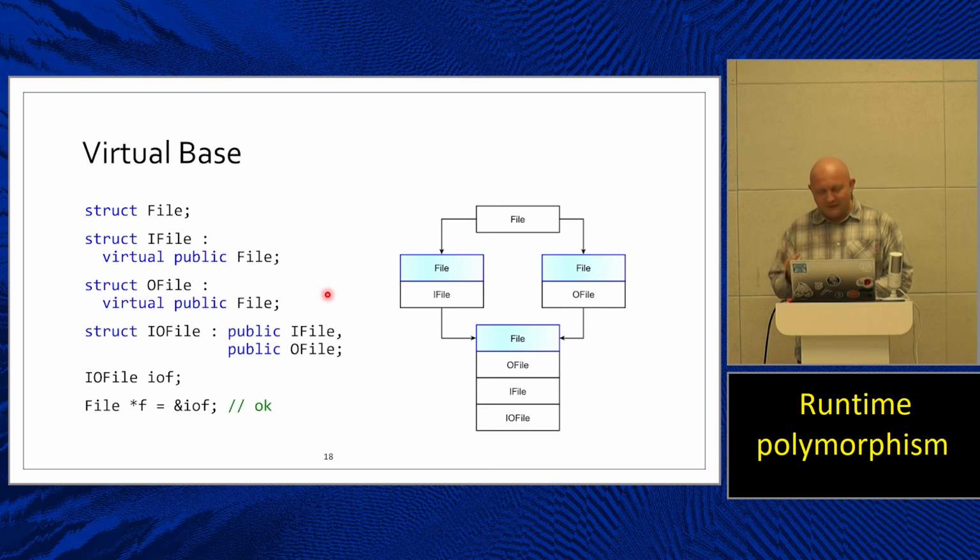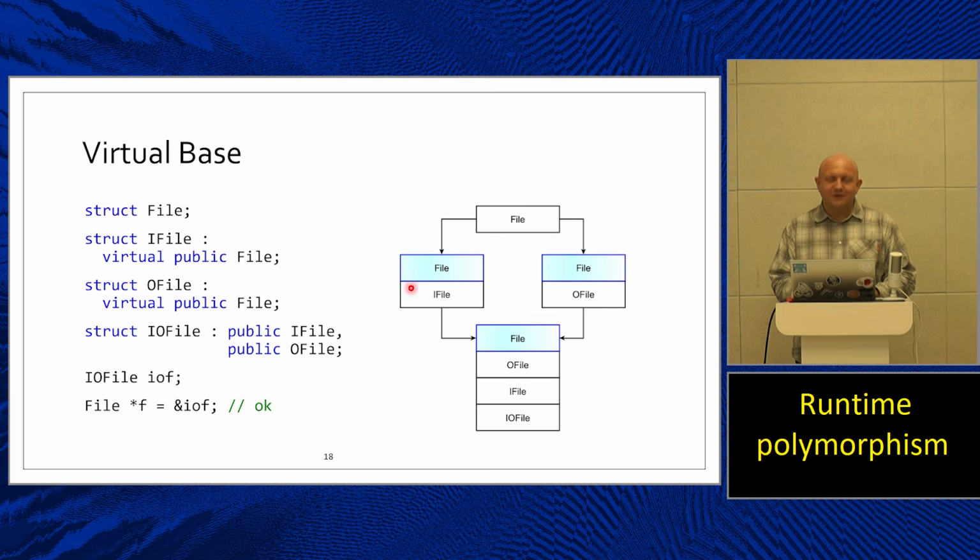Let me show you. So, if both e-file and o-file inherit from file virtually, then IO file contains only one file subobject. Now the conversion is unambiguous. This just works. Great. Problem solved, is it? Or is it? Virtual inheritance changes much more than just ambiguity rules. It changes object layout, initialization rules, and even the structure of virtual tables.